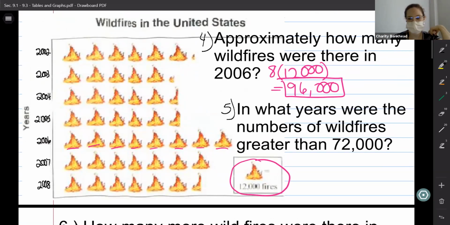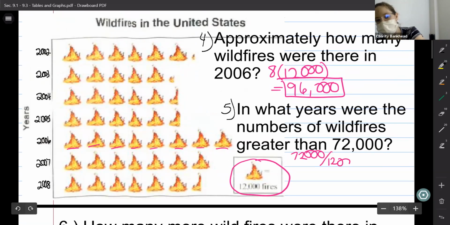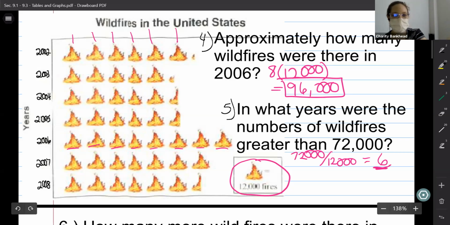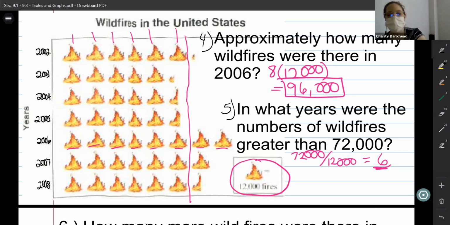Number 5 says, in what years were the numbers of wildfires greater than 72,000? Okay, so I'm going to do 72,000 divided by 12,000. So 72 divided by 12 would be 6. So I'm looking for more than 6 little pictures of fire. Okay, so 1, 2, 3, 4, 5, 6. So there's 6. So I want to look for the ones that go past that line. So in what years? There's a tiny little piece here in 2002. And then 2006, 7, and 8 also.